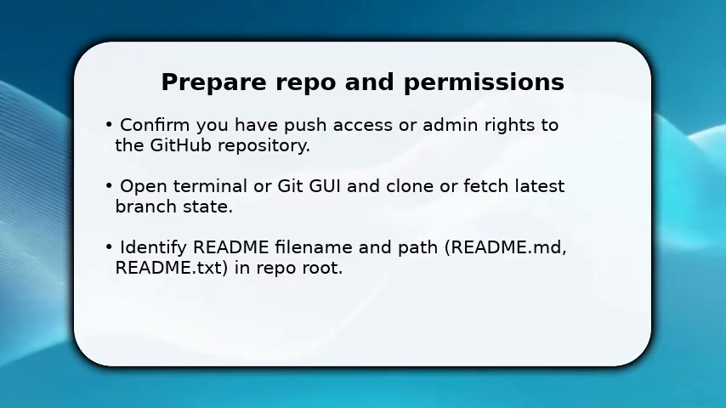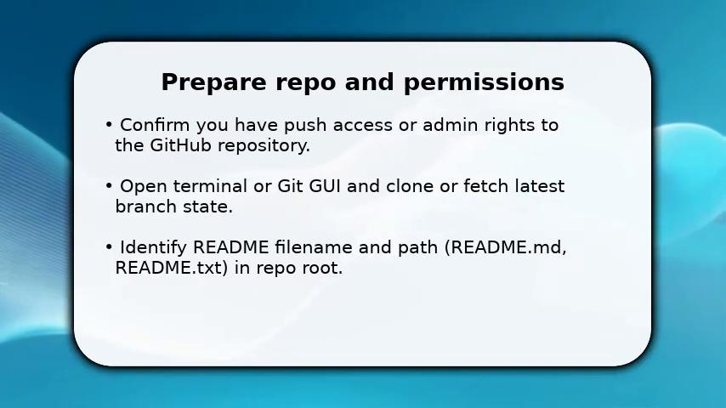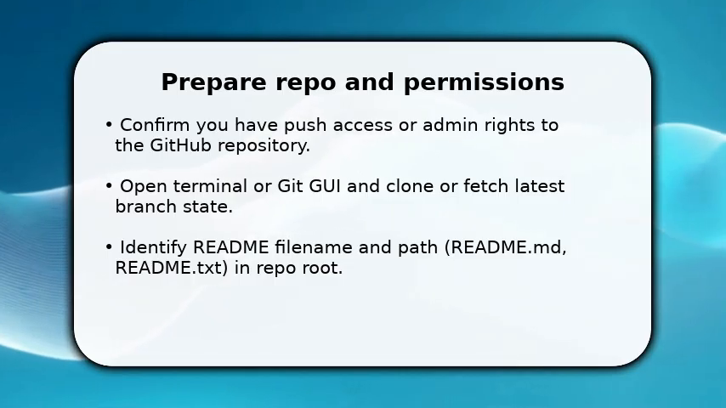You'll start by confirming you have push access and the latest code. Clone or fetch the repository so you operate on current branches, then locate the Readme file name and path in the project root. Once done, switch to the branch you intend to modify. Make sure it's the correct working branch to avoid accidental changes.